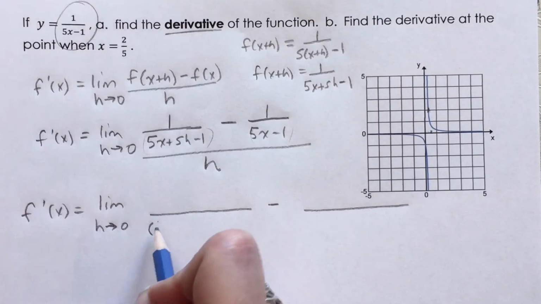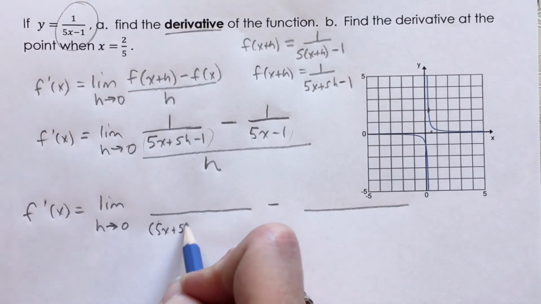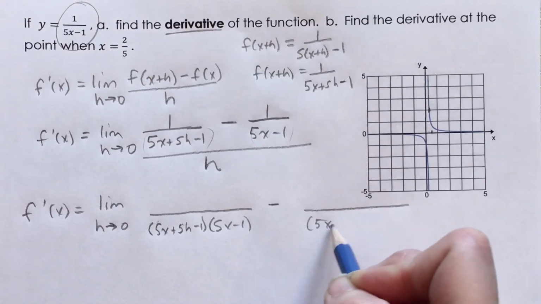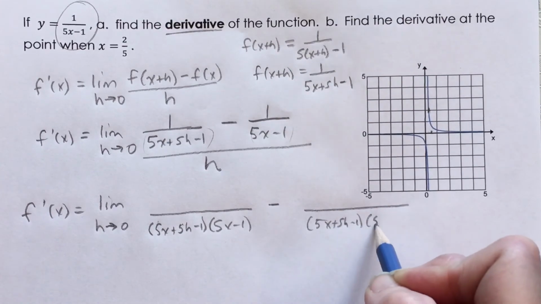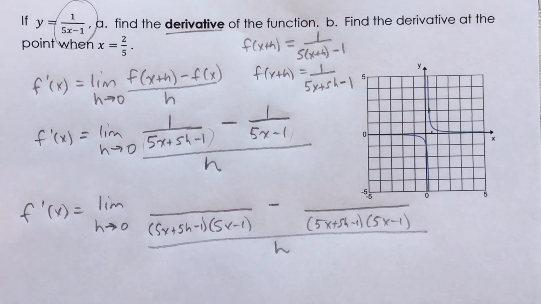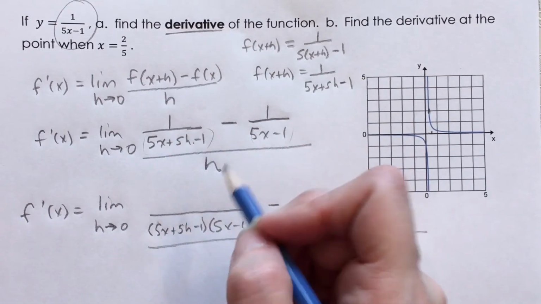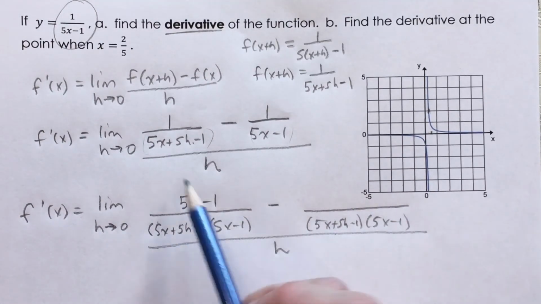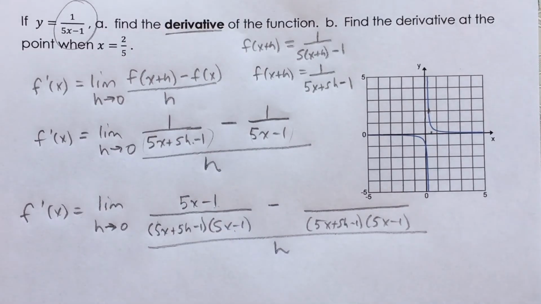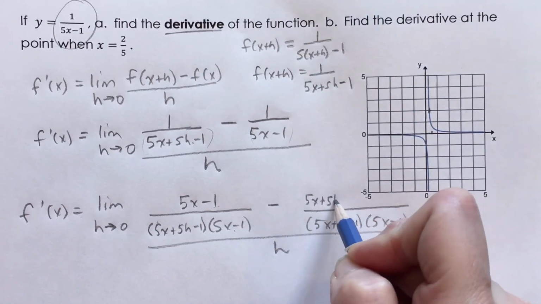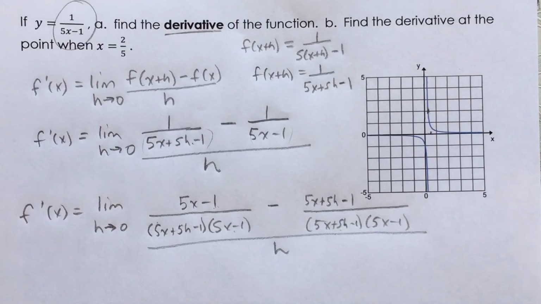So I'm going to have the common denominator be 5x plus 5h minus 1 times 5x minus 1, and then that's all over h, don't forget that. So in the first case, I had to multiply the numerator by 5x minus 1. And in the second case, I had to multiply the denominator by 5x minus 1, so I have to do that to the numerator. Second fraction, I had to multiply the denominator by 5x plus 5h minus 1. So I have to do that to the numerator as well.